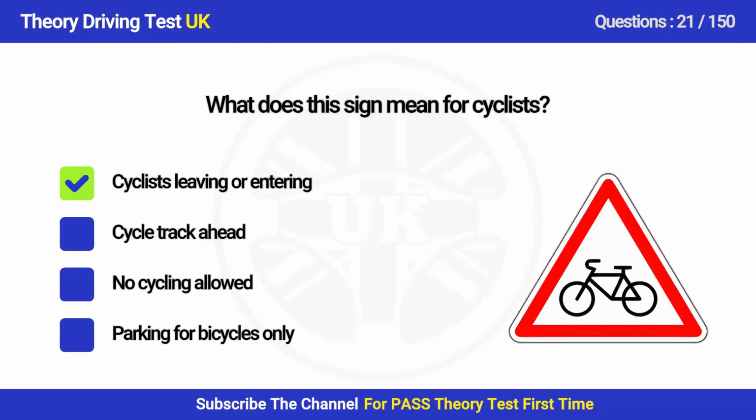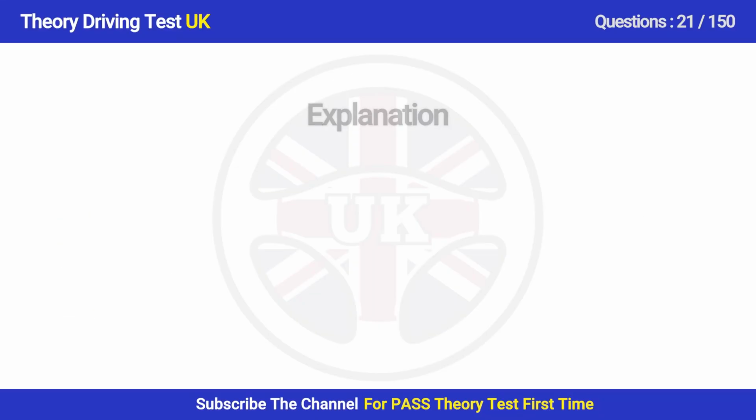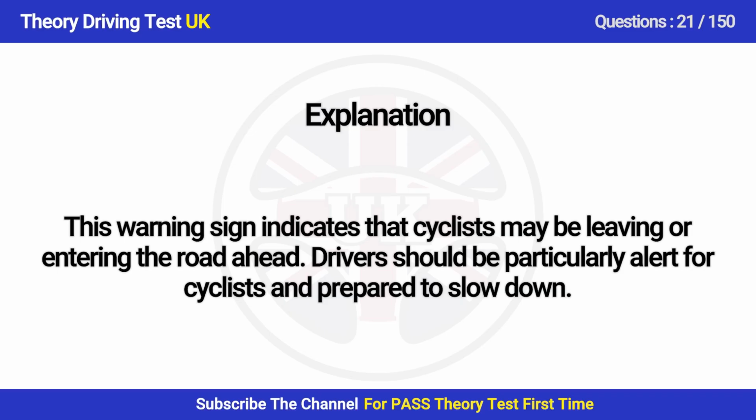Answers is A. Cyclists leaving or entering. This warning sign indicates that cyclists may be leaving or entering the road ahead. Drivers should be particularly alert for cyclists and prepared to slow down.